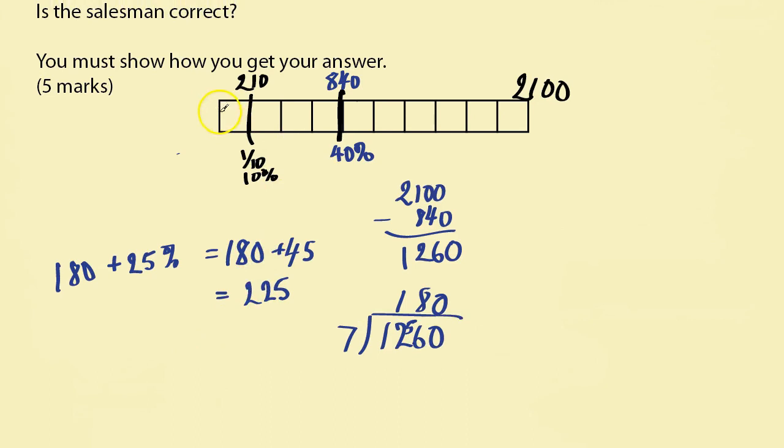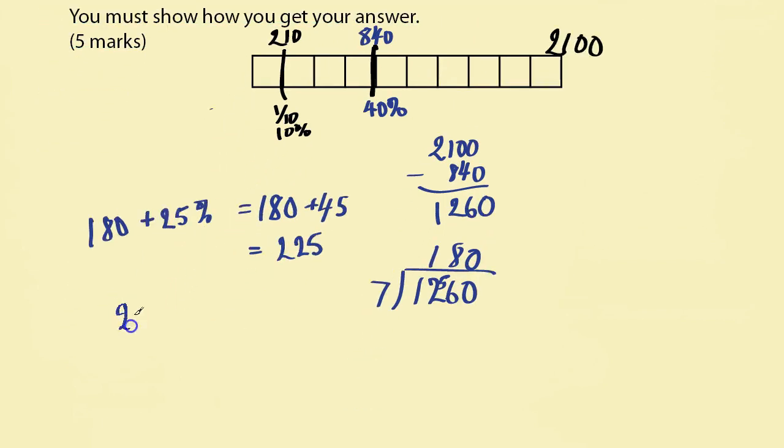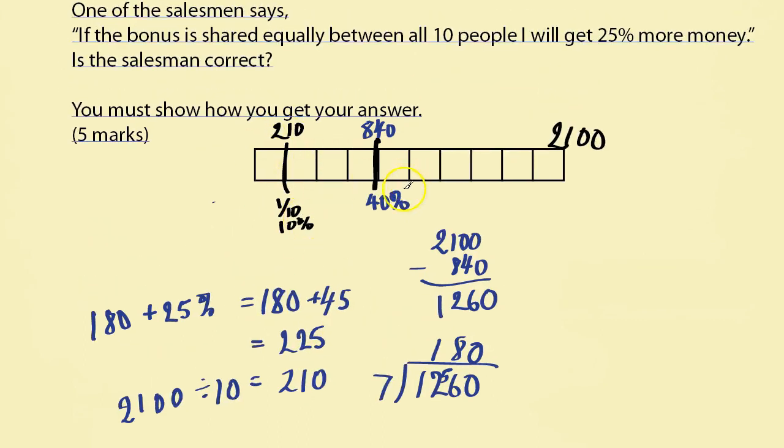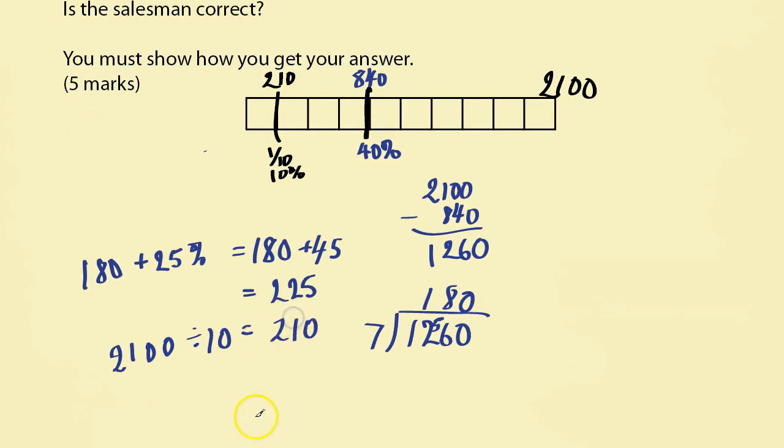But we know that if they actually shared equally between 10 people, they would only get 210 each. So we can show that by 2,100 divided by 10, shared equally between 10 people, is 210. So in actual fact, he would be worse off than 25%. So he is not correct. He would only make £210, whereas 25% more than his current share would be £225. That's something like what you're going to write.